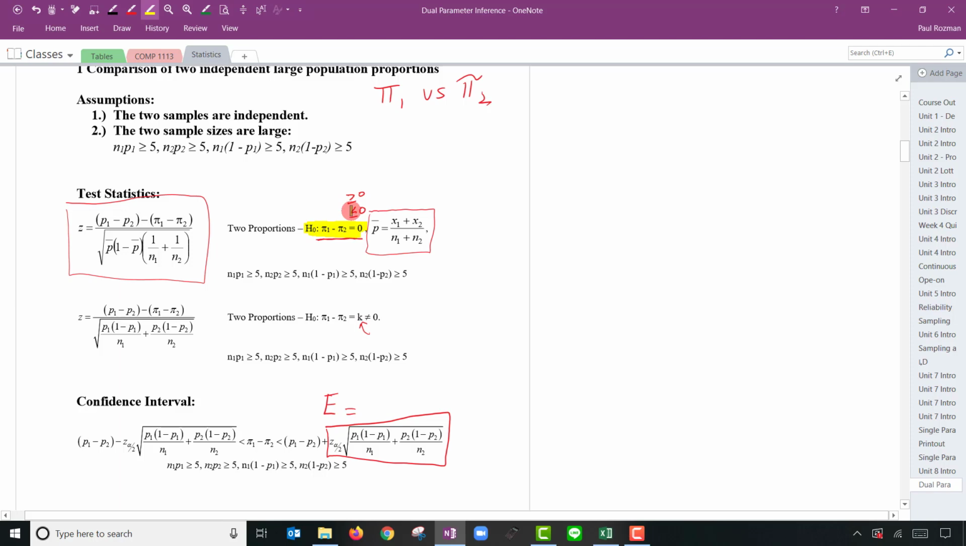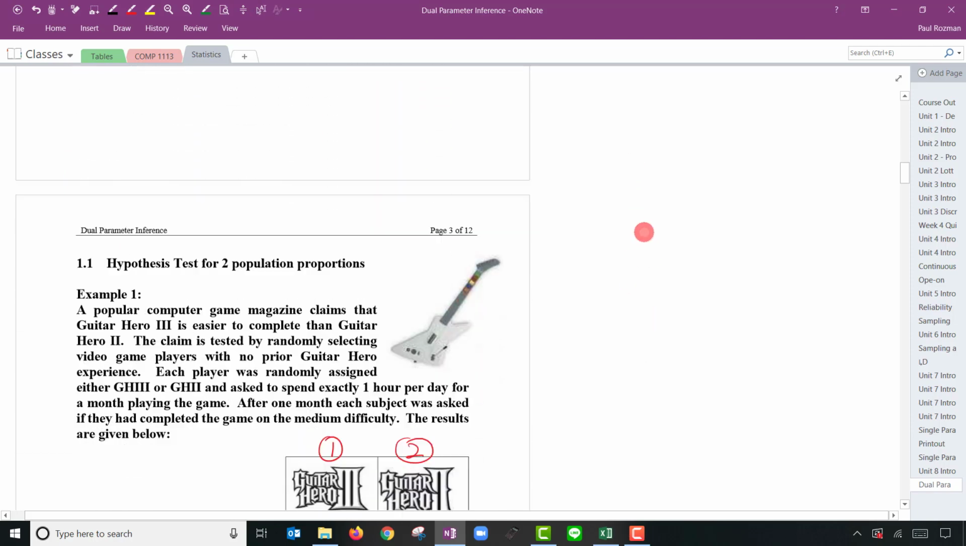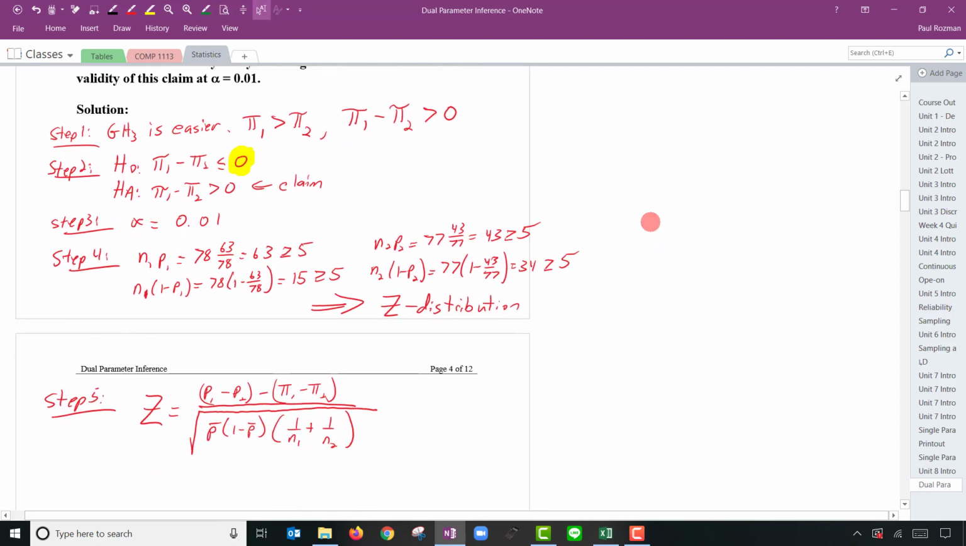But because our null hypothesis is that we're basically assuming the 2 groups are equal, which allows us to pool the data together. So our probability of successfully completing medium can be grouped together as, well, 63 from group 1 completed Guitar Hero, and 43 from group 2 completed Guitar Hero, and we had a total of 78 plus 77 people. That's 106 over 155.